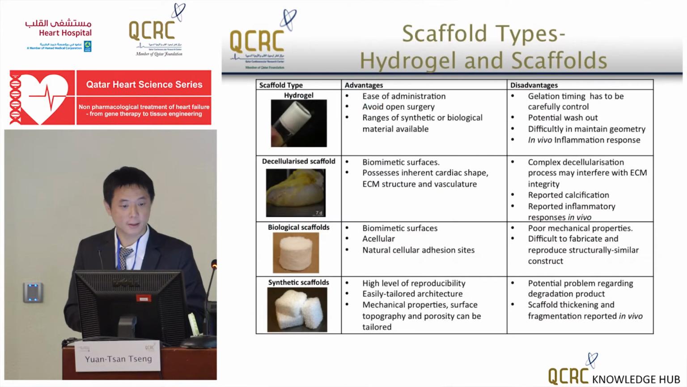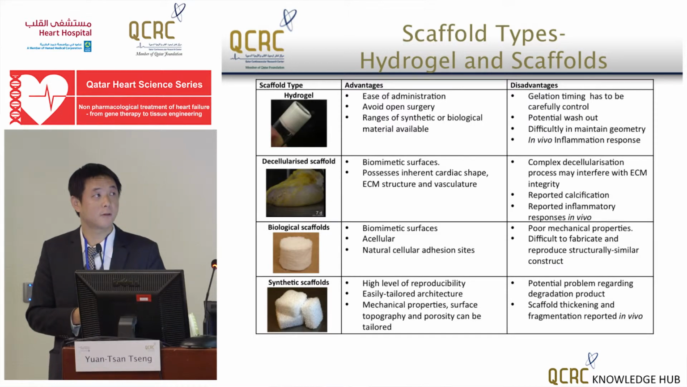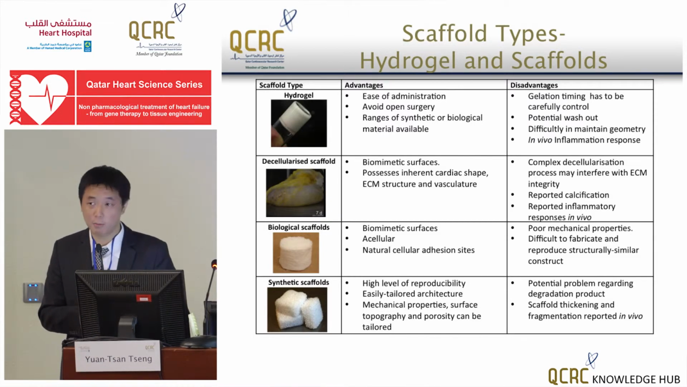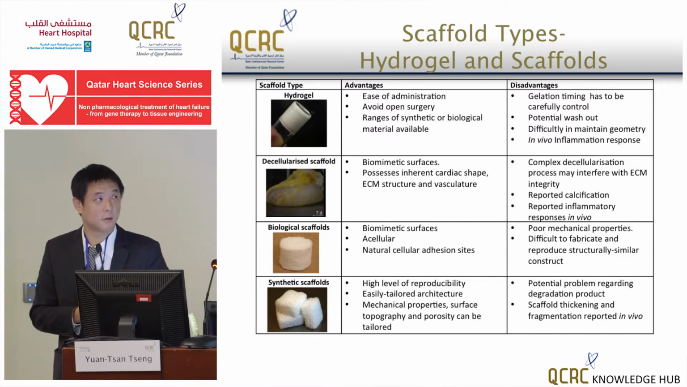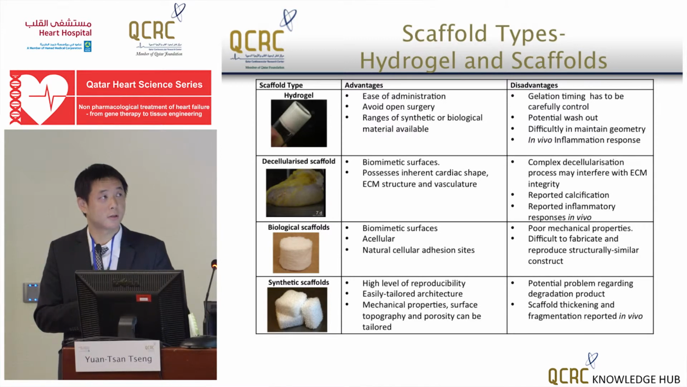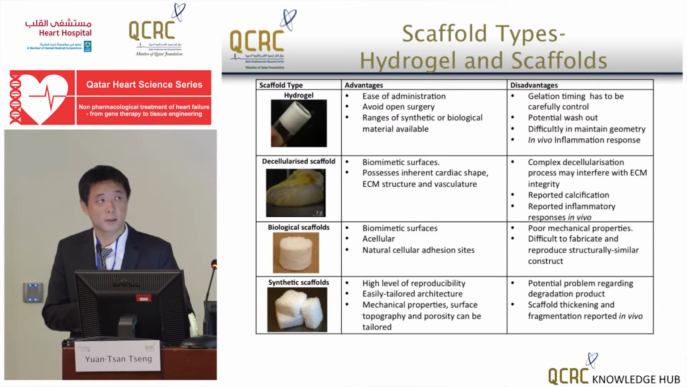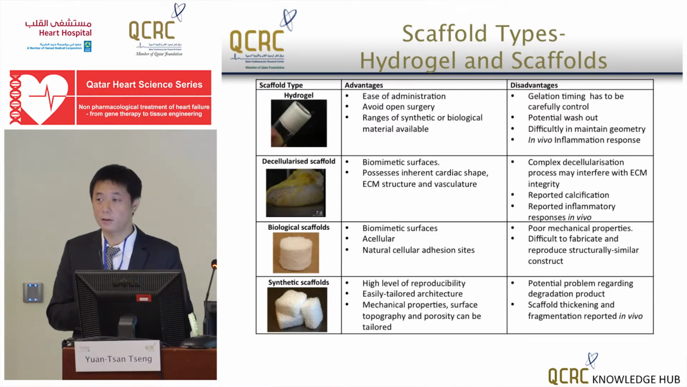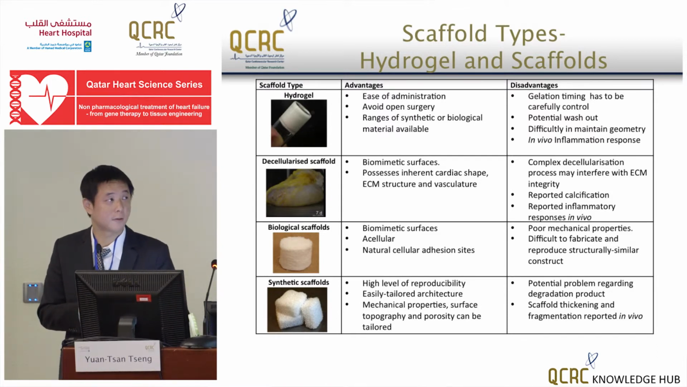So this is a quick summary of all the different advantages and disadvantages of using different types of scaffold. It really depends on the application of the materials. So, such as hydrogels, you can use them because they're easier to administer. You can avoid open heart surgeries. But the problem is you have the degeneration times and potential washout to be considered. And the geometry of hydrogel is generally more difficult.